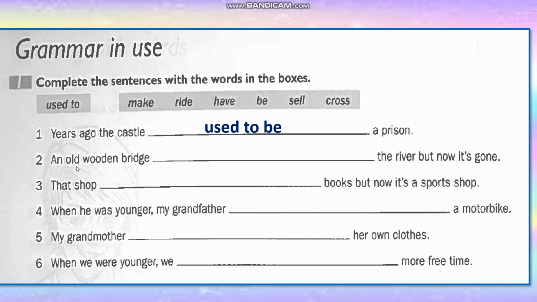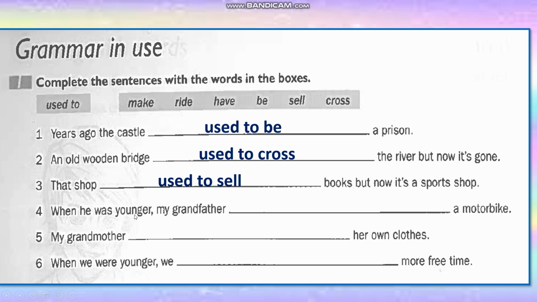Number 2, an old wooden bridge, the river, but now it is gone. An old wooden bridge used to cross the river, but now it is gone. That shop books, but now it is a sport shop. When you look at the previous verbs, miss, you will see that the most suitable verb I have is sell. That shop used to sell books, but now it is a sport shop.